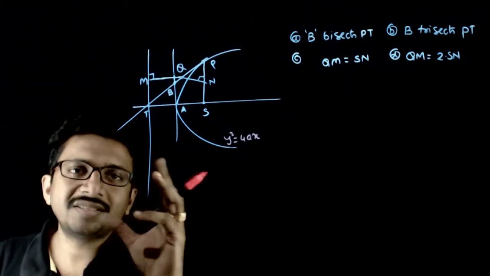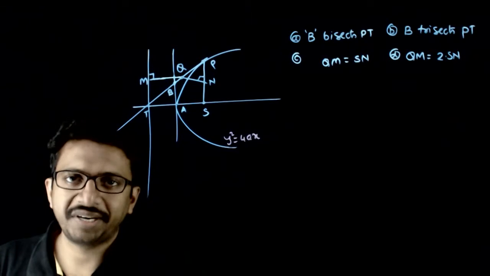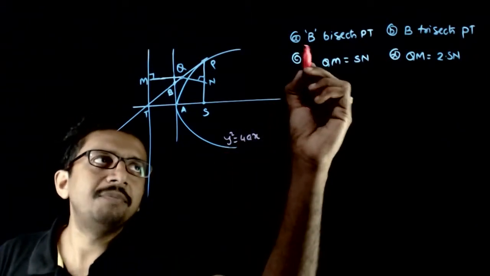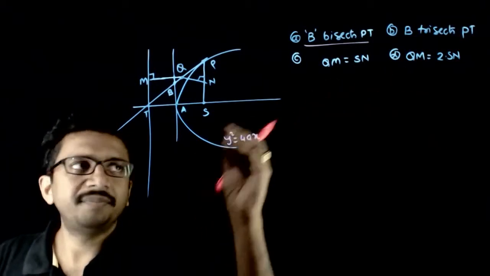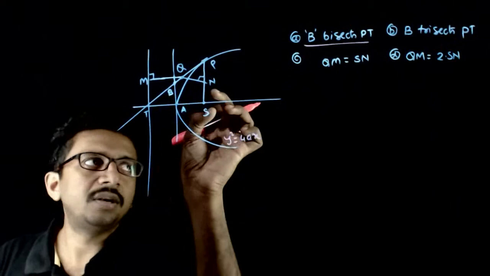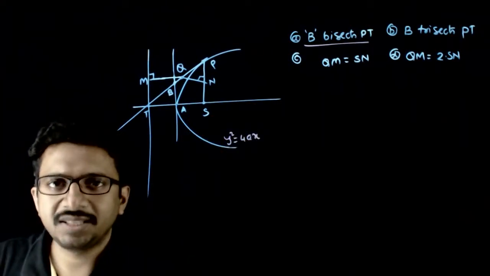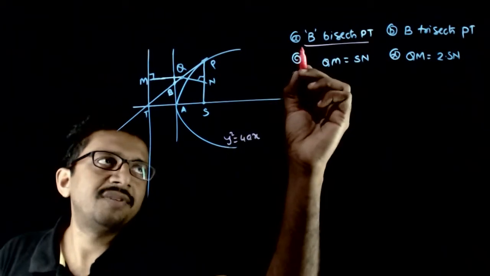So from this information, you're given 4 options. You're asked to select which is right. The first option is B bisects PT. The second is B trisects PT. The third is QM is equal to SN. The fourth is QM is equal to 2 times SN. So these are the 4 options. Let us first try to analyze the first 2 options.